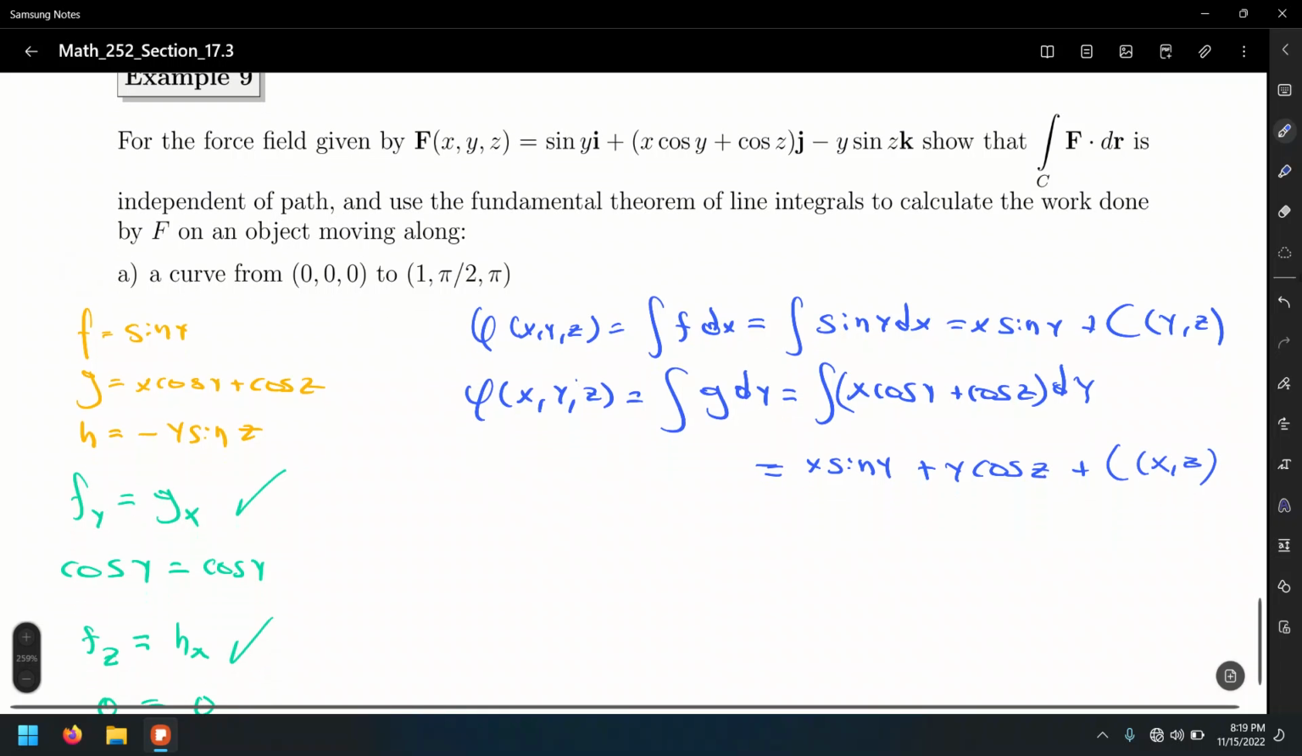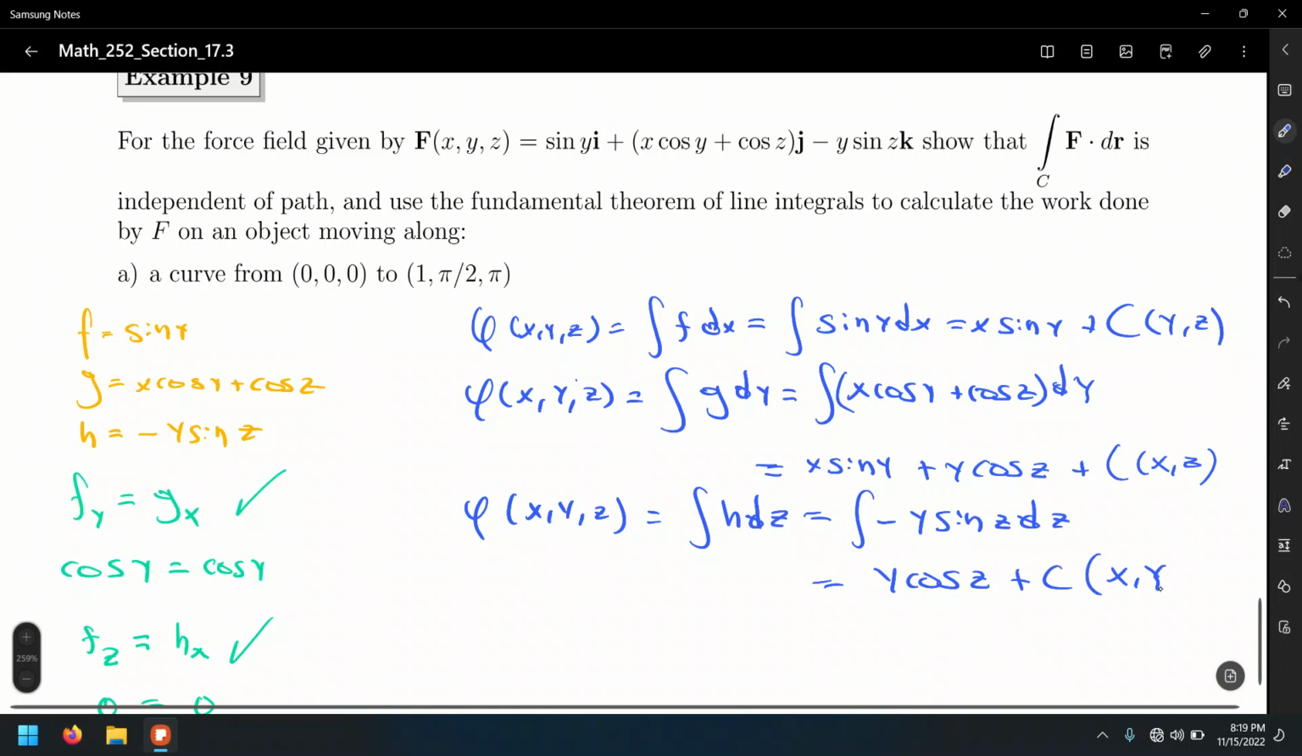And for the third partial integration, that's the integral of h dz, that's the integral of negative y sine z with respect to z. And careful, because we already have a negative on the integrand along with the sine, because the integral of sine is negative cosine, but that times that negative, doesn't that turn into a positive? So careful there. So that's y cosine z plus some constant that depends on x and y. All right, and so I believe we have a potential function.